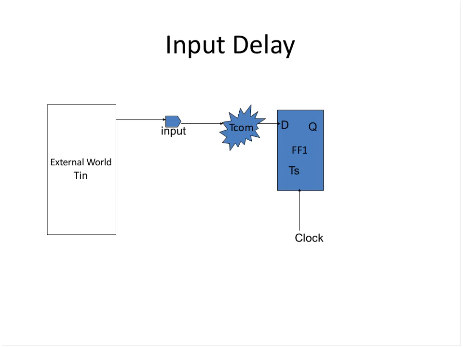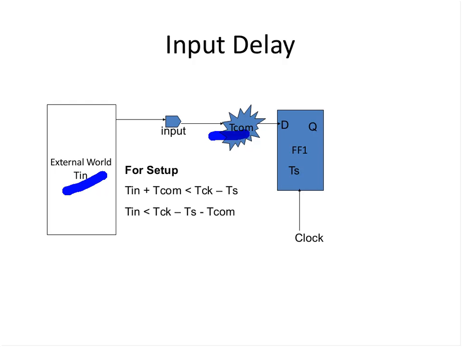Now external world, let us say the input arrival time is Tn, and after Tn the data arrives at input. TCOM, this is internal to your chip, and FF1 since it is captured, we are worried about the setup time here, it will have TS and TH. TS and TH are the setup and hold time. Now for setup, again the equation is the same type, Tn plus TCOM should be less than TCK minus TS, right? So TS is the setup time constraint. This is the max delay equation again. Now what I am doing here is I am rearranging the equation in such a manner that on left hand side I will keep what I need to estimate.